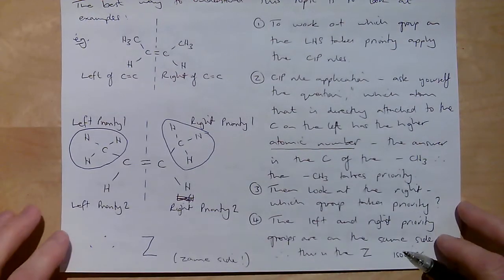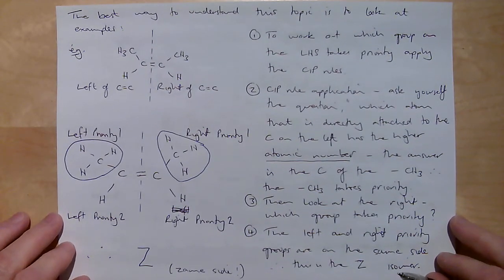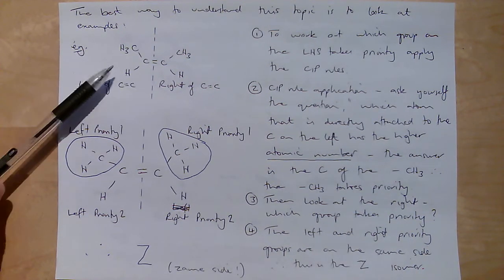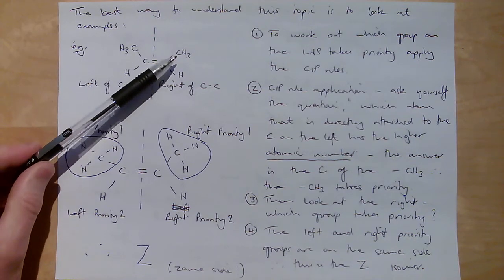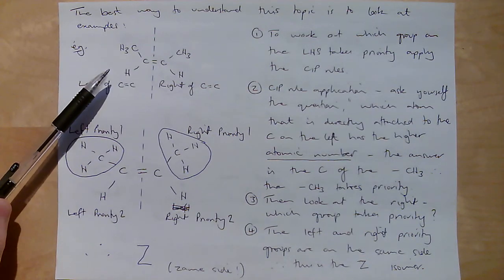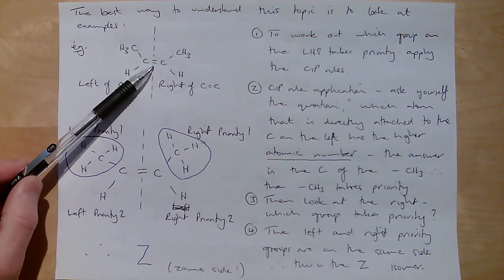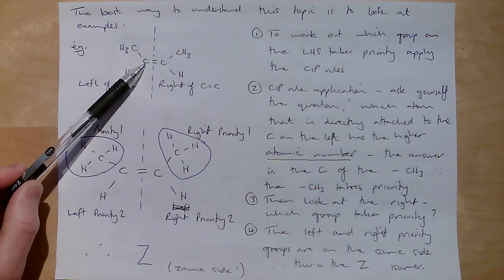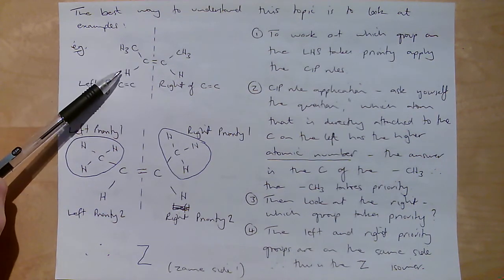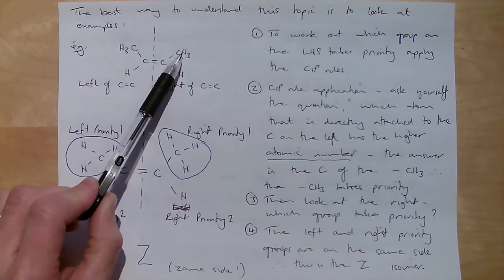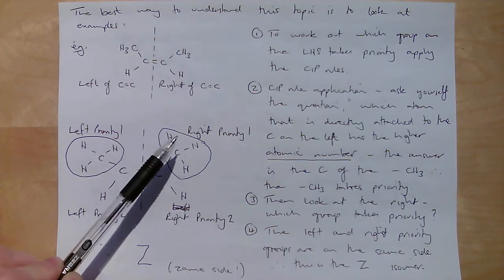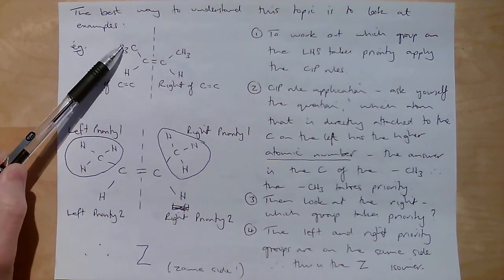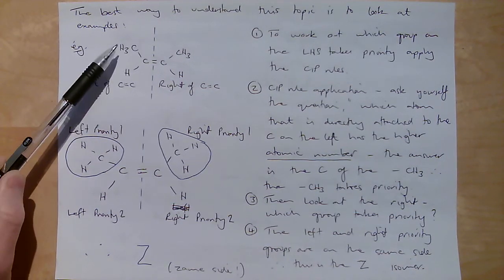The best way to understand this topic is to look at some examples and work your way through. Let's have a look at this molecule here: meth, eth, prop, but. It's but-2-ene. My double bond is between the second and the third carbon. Attached to this carbon here, I have a CH3 group and an H. Attached to that carbon, I have a CH3 group and an H. We're going to consider these groups and decide which takes priority.